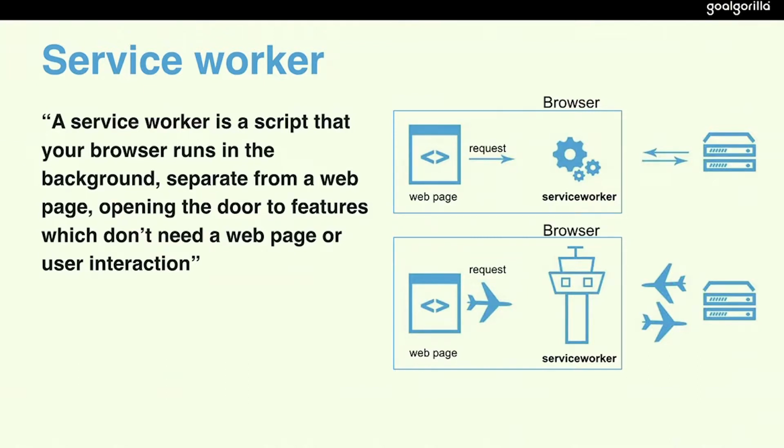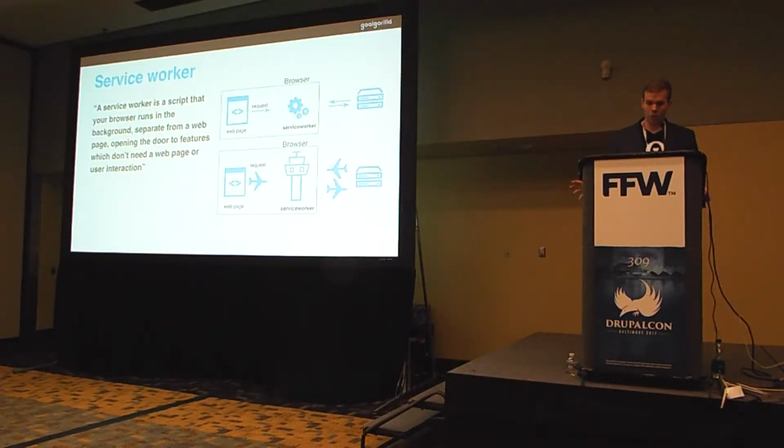I'd like to paraphrase Jake from Google, who tried showing it by saying that the service worker is somewhat like an air traffic controller. So all the requests coming in from your web page, a service worker handles just like an air traffic controller would handle your plane. So it could reroute your request, it could stop your request, it could cache your request. So it's a simple way to say it's somewhat similar to an air traffic controller.